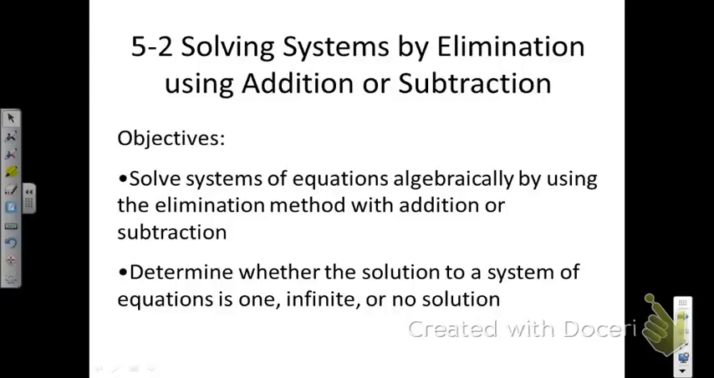Alright, today you're going to learn how to solve systems of equations by elimination using addition or subtraction. So instead of graphing the systems, we're going to solve them algebraically. And then once you have solved it, you're going to determine whether the solution to a system of equations is one, infinite, or no solution. A system of equations is two or more equations.